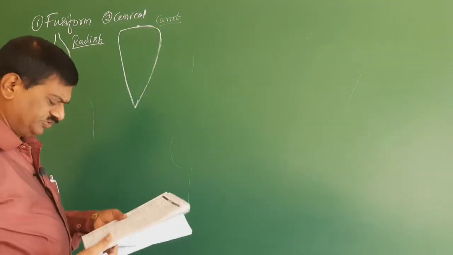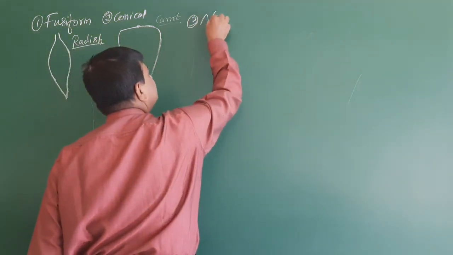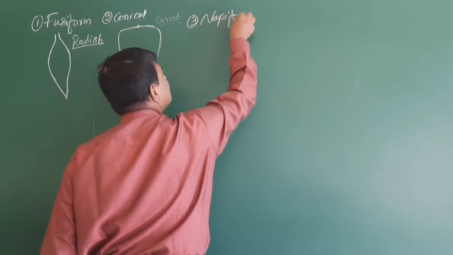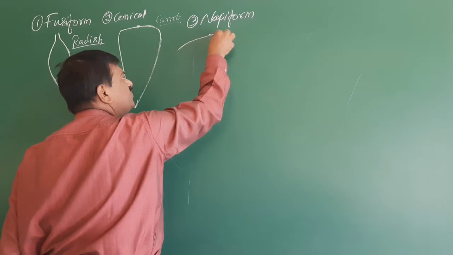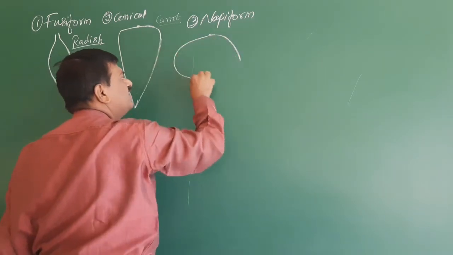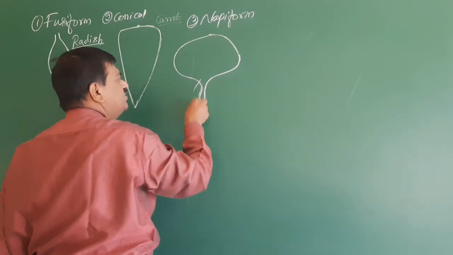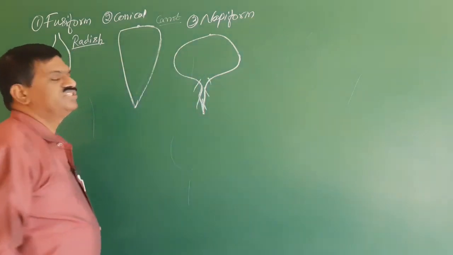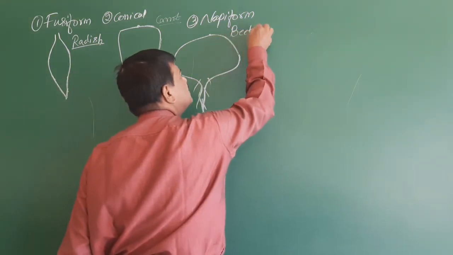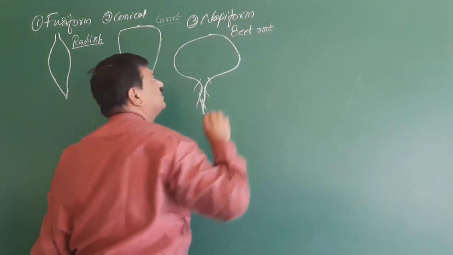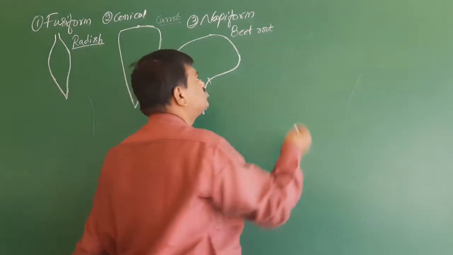And the third option is napiform root. Here again the radical is giving rise to a large swelling and sudden tapering can be noticed. This is in the beetroot, Beta vulgaris. Beetroot, Beta vulgaris.